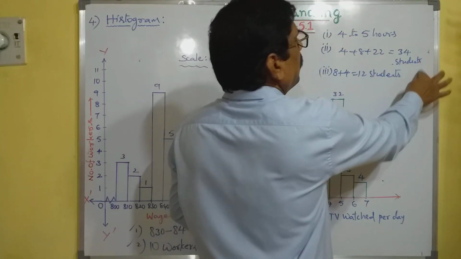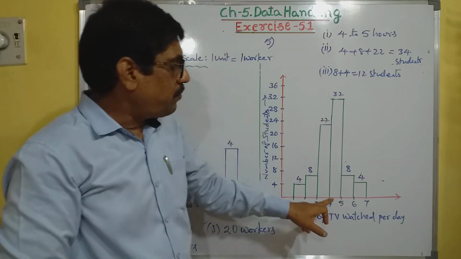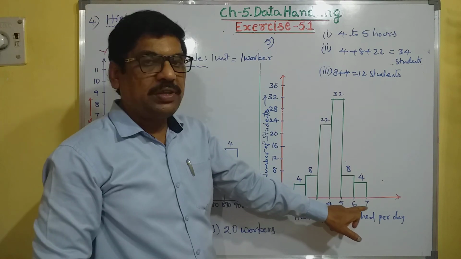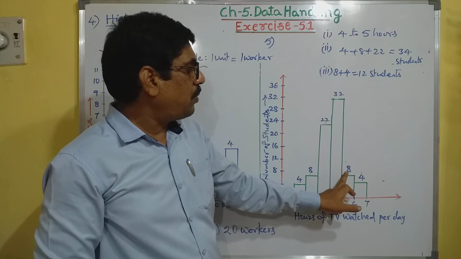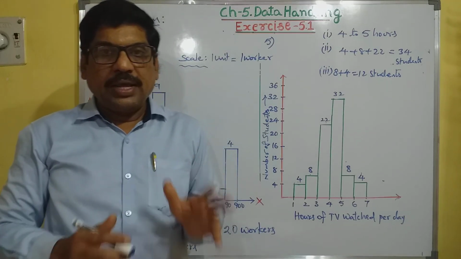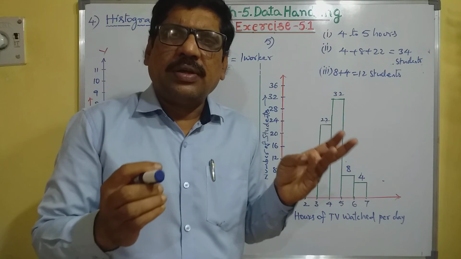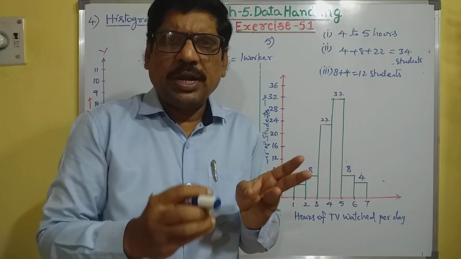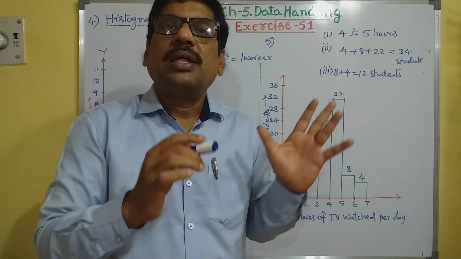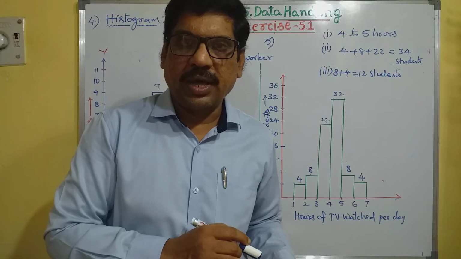And what else? The third question is how many students spent more than 5 hours? More than 5 hours means it may be 5 to 6 or 6 to 7. So we have to add these two. 8 plus 4, 12 students. Okay. Like this, we could answer the questions in a very simple way without any difficulty by using graphical representations like histograms and bar diagrams. Okay.